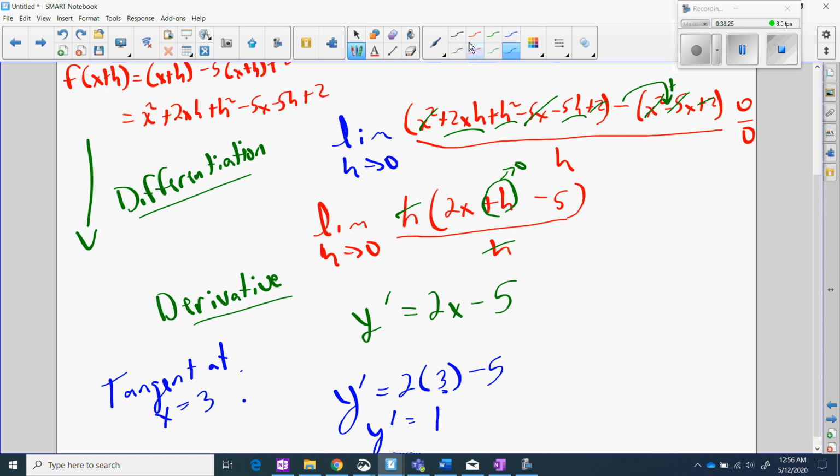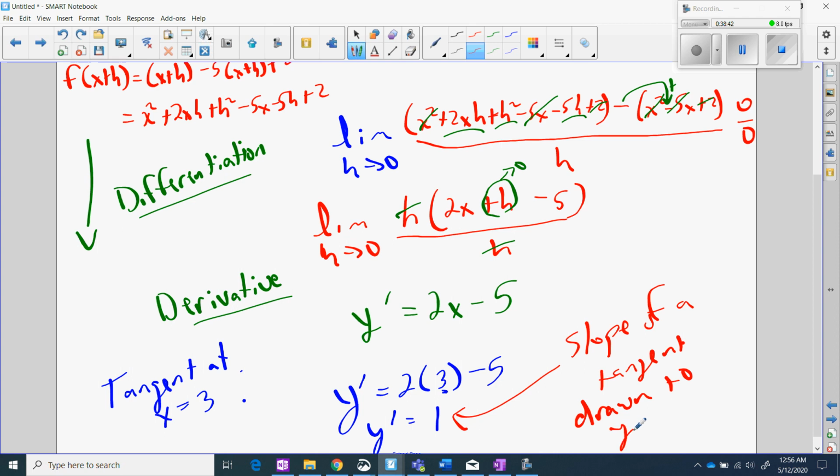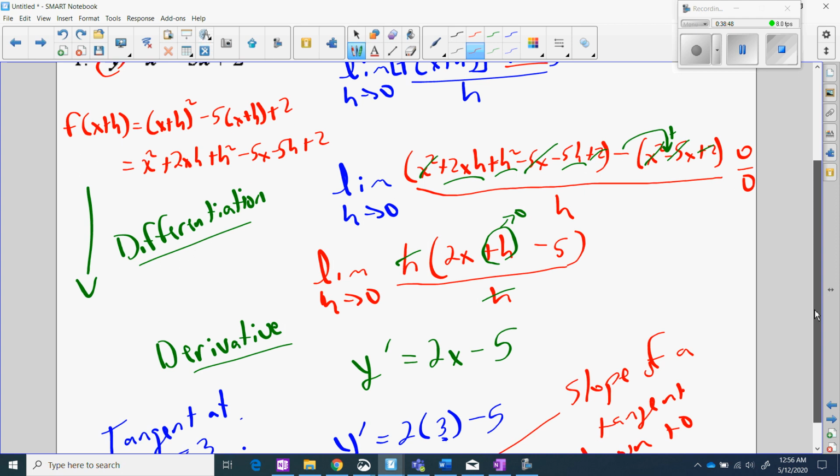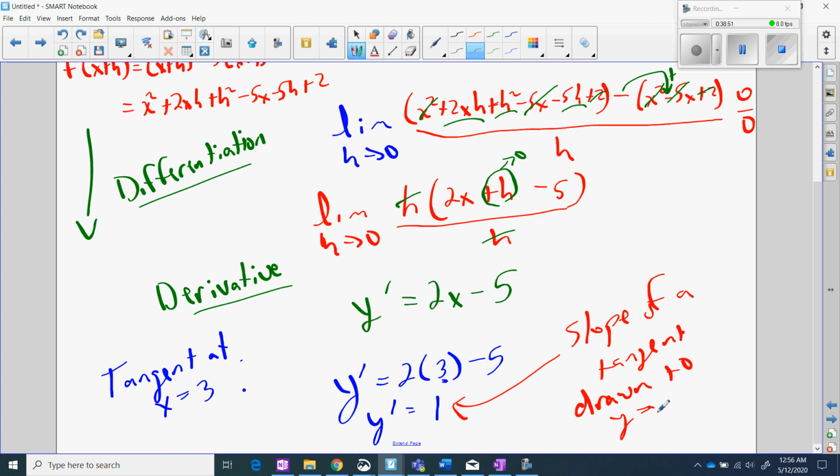What is that? This is what I want you to understand. This is why I went through the whole tangents and all that kind of stuff. This would be the slope of a tangent drawn to, in this case, the original function. I'll just go up and write it down here. So whatever this looked like, x squared minus 5x plus 2. Slope of a tangent drawn to that graph at the x value 3. That line would have a slope of positive 1 if we drew it.